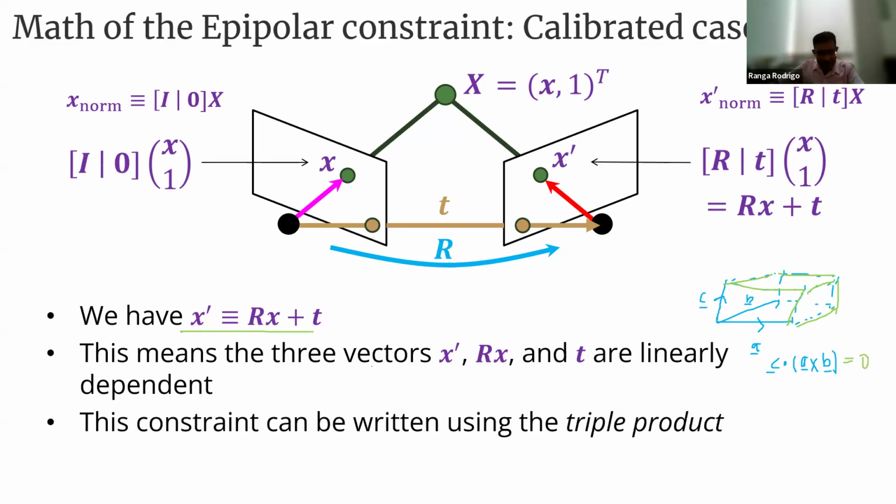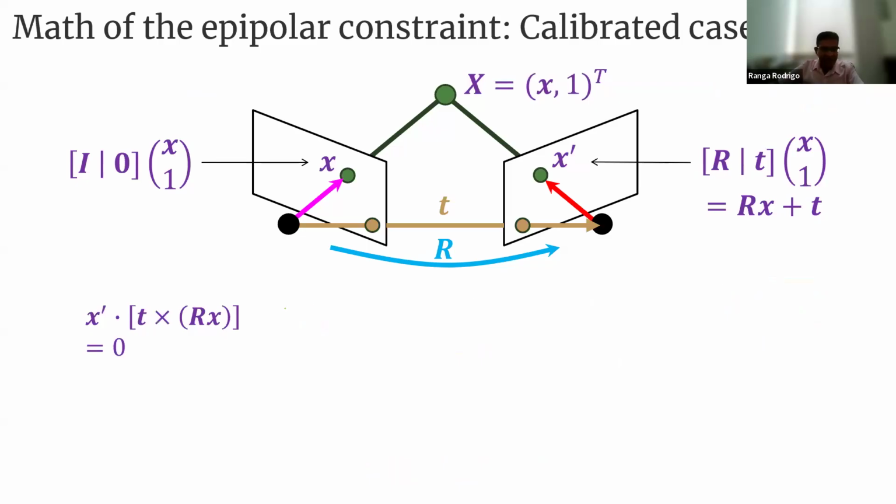This means that the three vectors X, X prime, RX, and T are linearly dependent. This constraint can be written by the triple product. You can see the triple product is set to zero. So T cross RX, dotted with X prime, is zero. I hope that this is clear to you now.